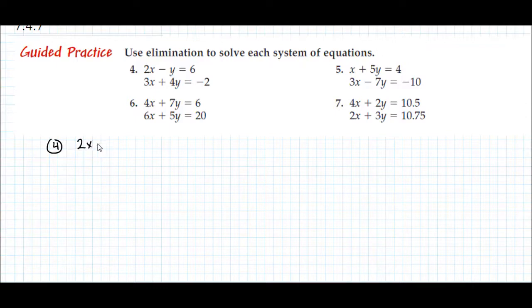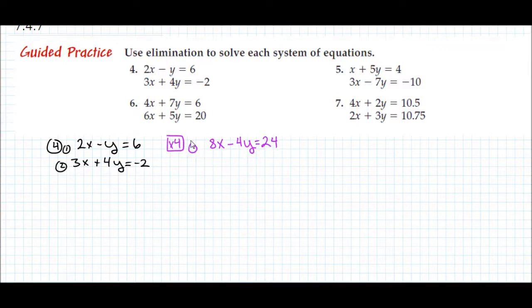I got 2x minus y equals 6 and 3x plus 4y equals negative 2. Well, I notice in equation 1, if I multiply the entire equation by 4, I get a new equation with the coefficient of negative 4y, which I can easily add or subtract. So let's multiply that one by 4. So that'll be 8x minus 4y equals 24. So that's my new equation 1.